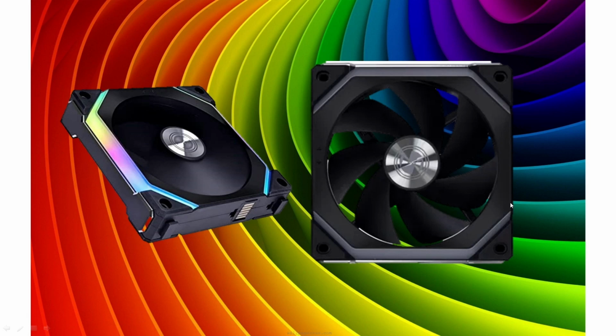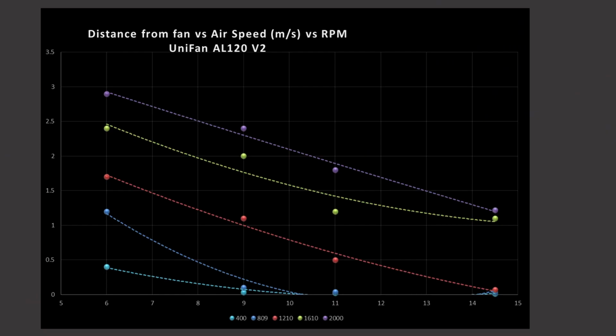Look at the Uni-Fan AL120 version 2 from Lian Li. Let's get right into the graphs and the data. So first up is the case simulation test.